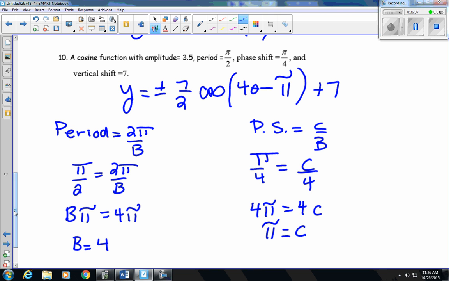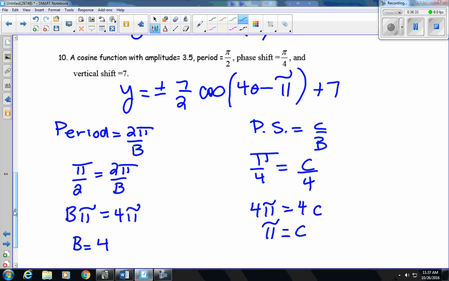My period is supposed to be pi over 2, so if I work it backwards, it's 2 pi over 4, and what is that? That's pi over 2, good. My phase shift should be positive, and I have a negative sign, and it's C over B, so pi over 4, that's good, and a vertical translation of 7. What do you think? Okay, good.